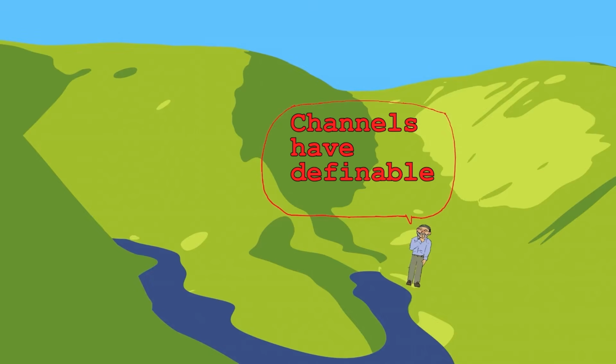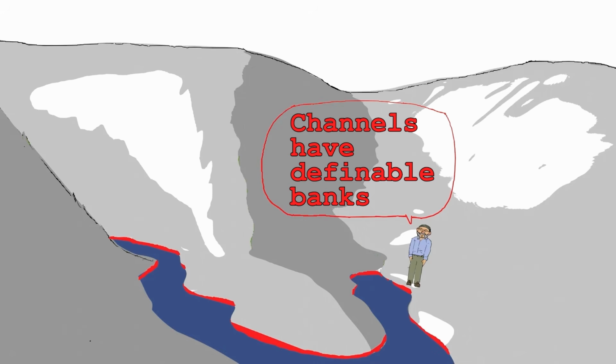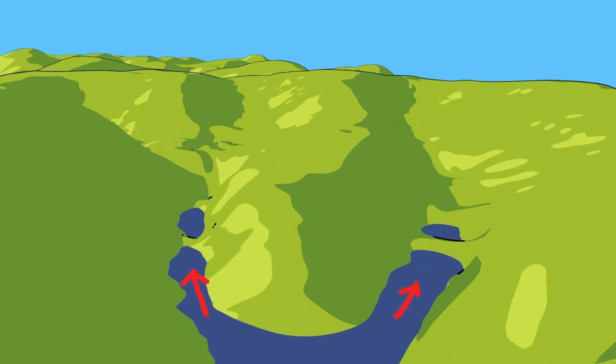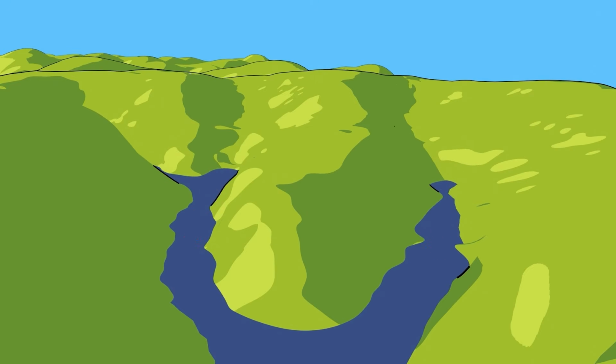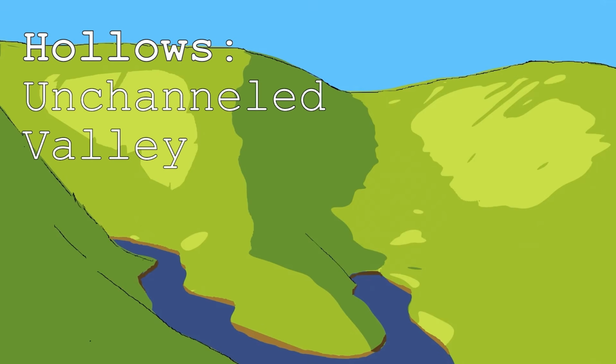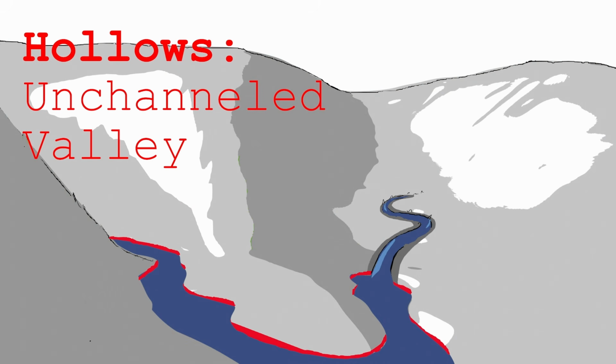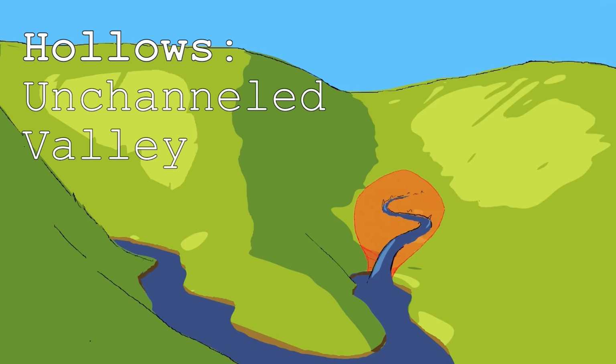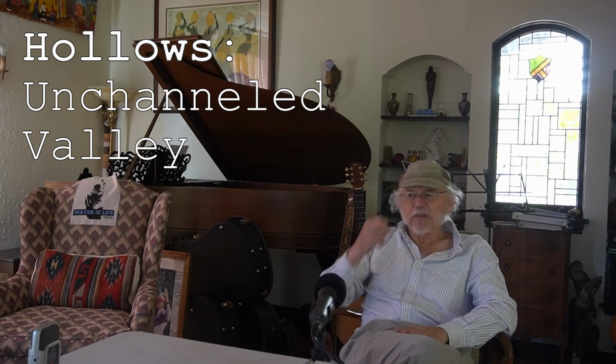A channel has definable banks. Typically, the channel stops in still a valley form. Borrowing language that John Hack proposed, we use the word hollow, which describes these unchanneled valleys. A hollow is an unchanneled valley. And typically, channel heads terminate there. Then you stop and look up and say, well, what made the valley?